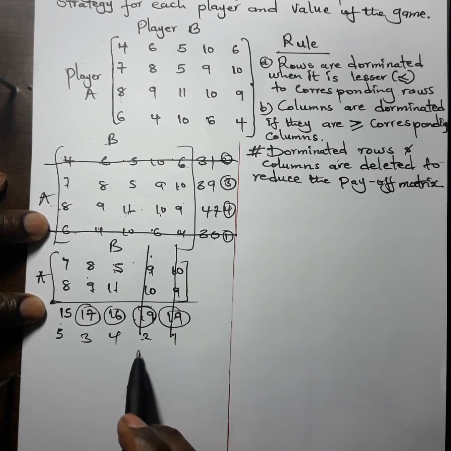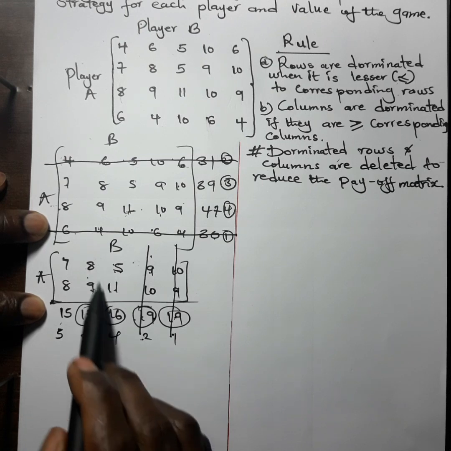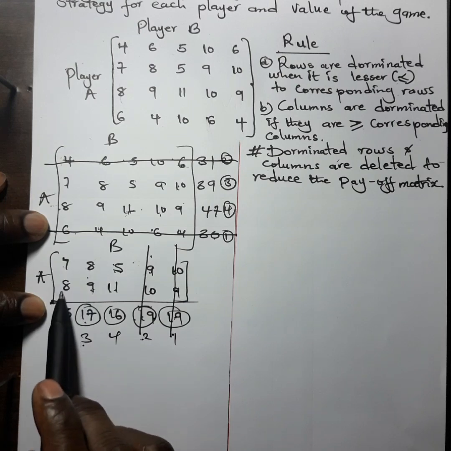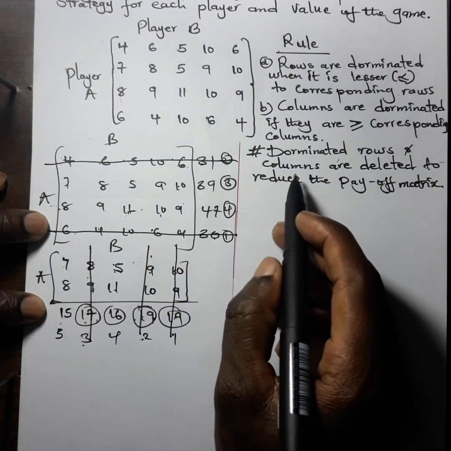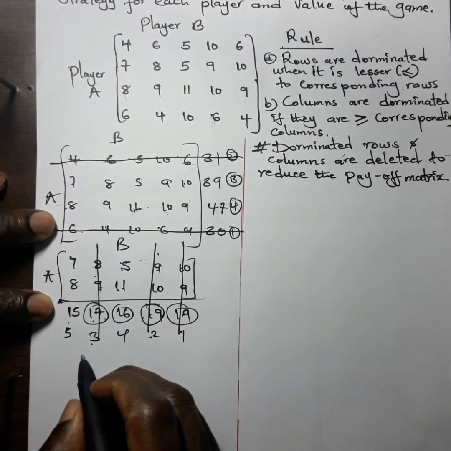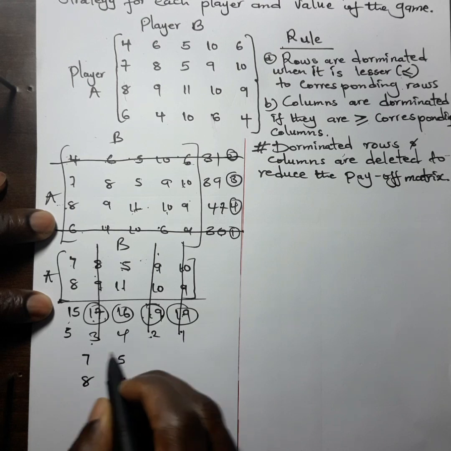We compare now number 3. We go to 3, the next bigger value, 17. 8 bigger than 7, yes. 9 bigger than 8, yes. So this column is dominated. Remember, we delete the dominated column. So our next matrix, which is simplified, is supposed to be 7, 5, 8, 11.